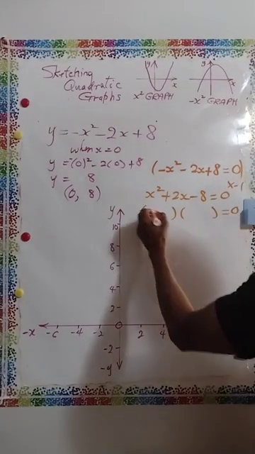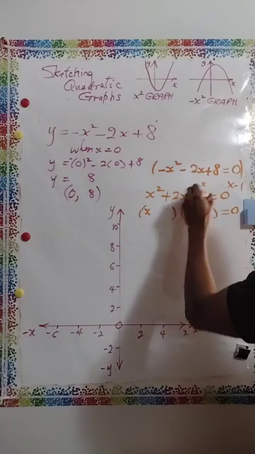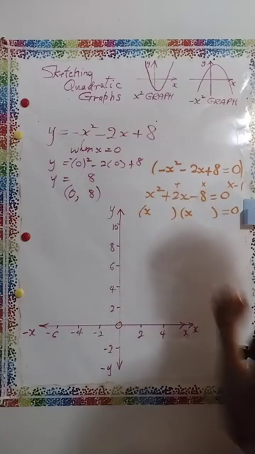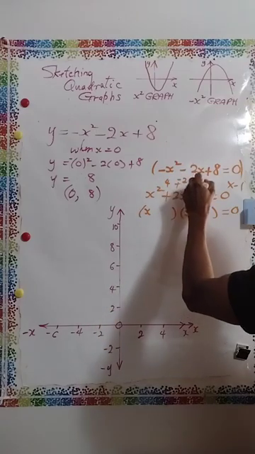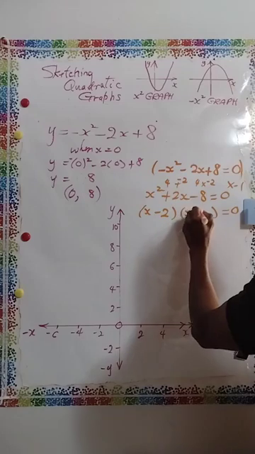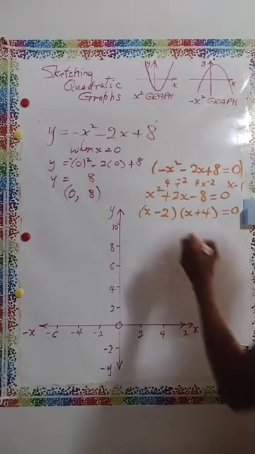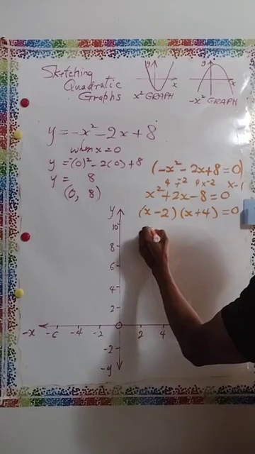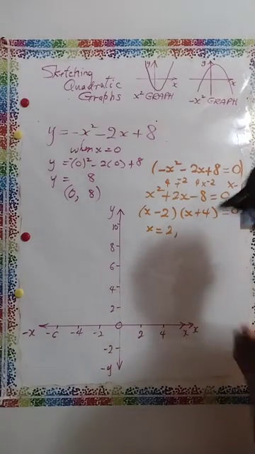And we're going to put the x here, and we need two numbers that multiply to give 8 and add to give 2. That is something familiar to you. That's going to be 4 and negative 2, 4 times negative 2. It doesn't matter which comes first. And that's basically it so far. So we can conclude and say what? x equal to 2 and x equal to negative 4.